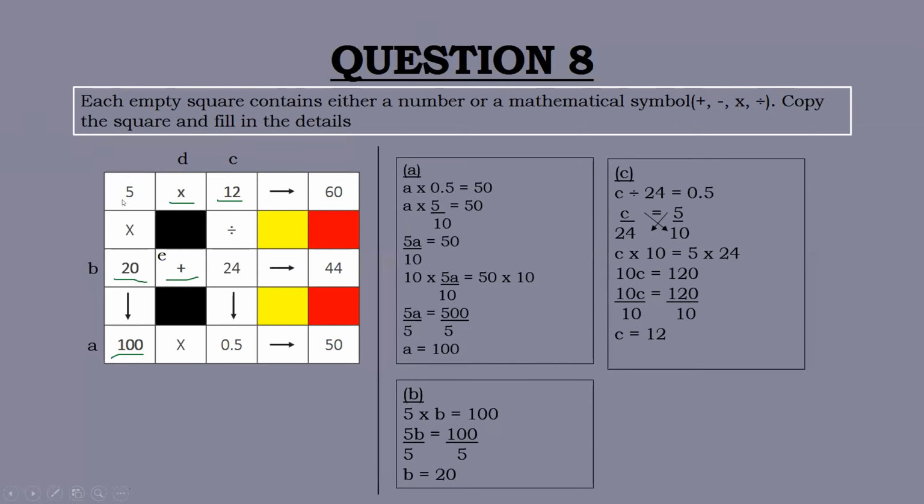So on this other one, point D, we have 5 times 12 is equal to 60, which is well proven, because when you get 5 times 12 and you multiply it, you definitely get 60. So the mathematical symbol that fits in that position is multiplication. Yeah. So that was it for number 8. Any questions there?